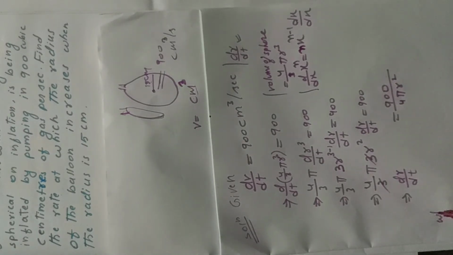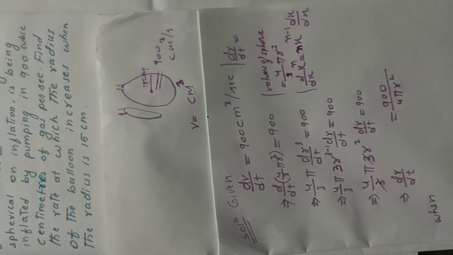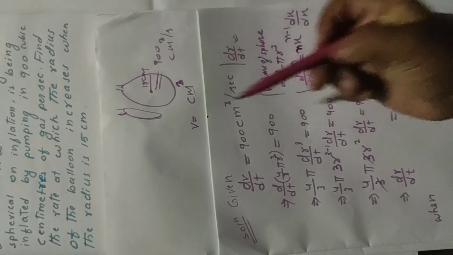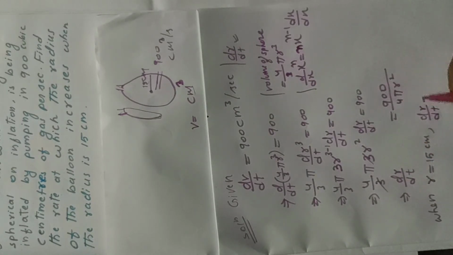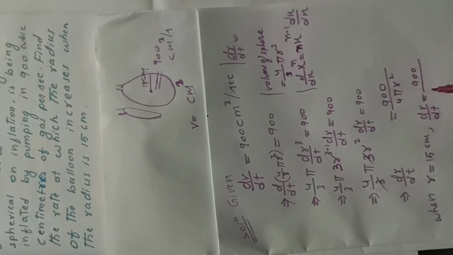Now when the condition is given in the question, when the radius is 15 centimeter, that means what? Radius is considered as r. When r equals 15 centimeter, then what? dr by dt, in this equation, it is how much? 900 over 4 pi, and instead of r put here 15 square, isn't it? r means 15.